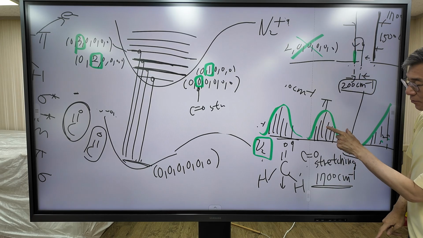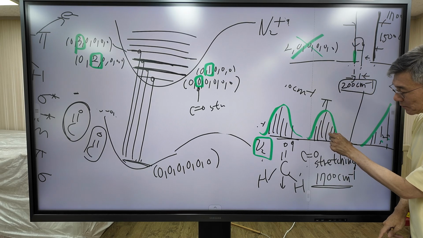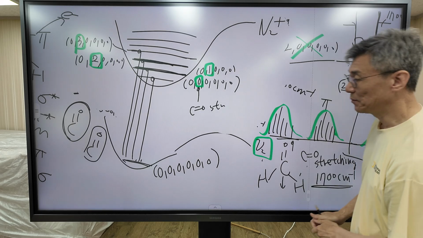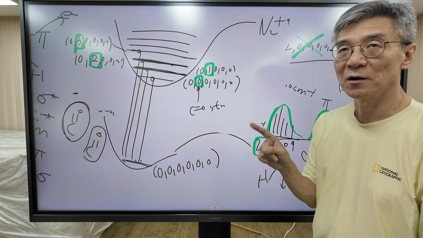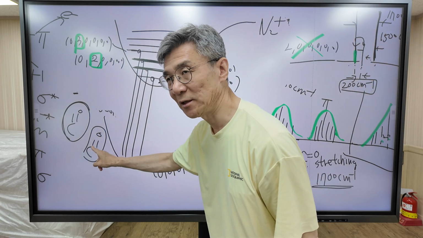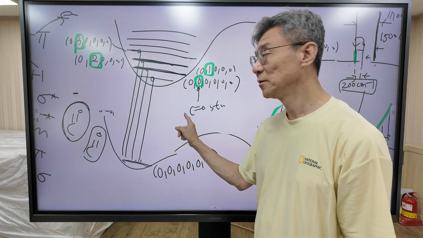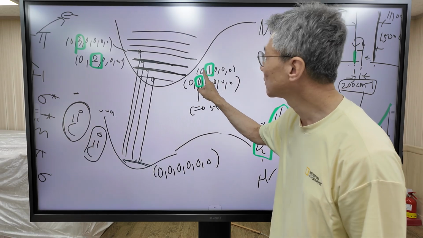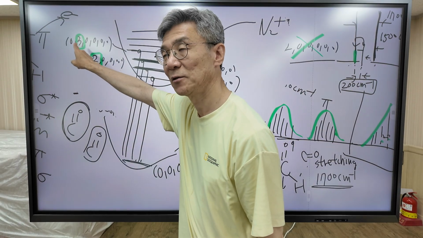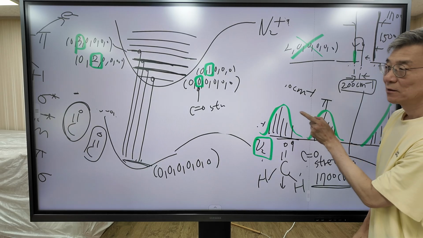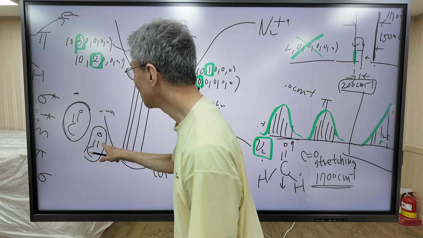The characteristic of this band is that the curve's peak spacing is almost the same. It means that only one vibrational mode is involved. The vibrational mode is CO stretching, the second vibrational mode. So when you observe the final state, only the second vibrational quantum number increases. So we have the same vibrational spacing. The vibrational mode is CO stretching. Why?